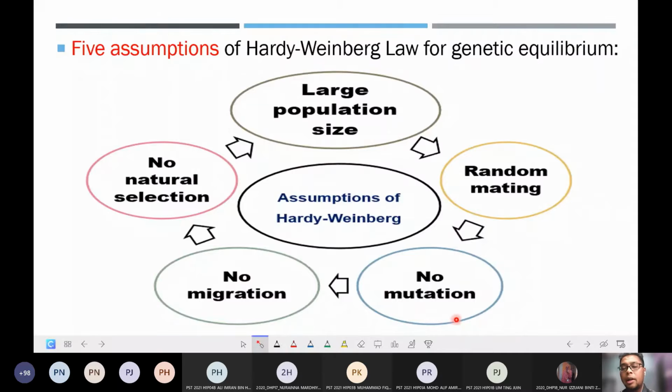Why? Because if there is mutation, maka frekuensi allele akan berubah. Condition number 4, there must be no migration for the population, meaning that the individuals of the population must not move out ataupun move into the population. Condition number 5, there must be no natural selection in the population, meaning that all the individuals of the population must have equal chance to survive.